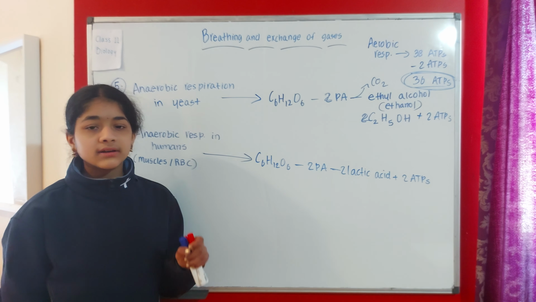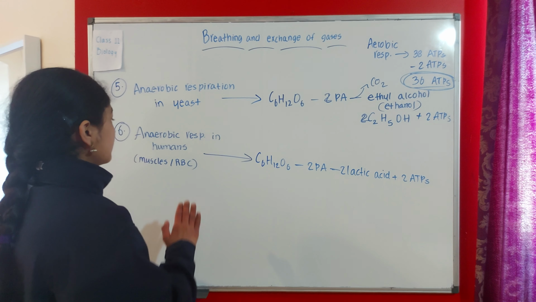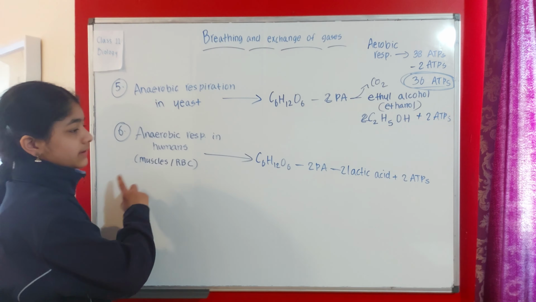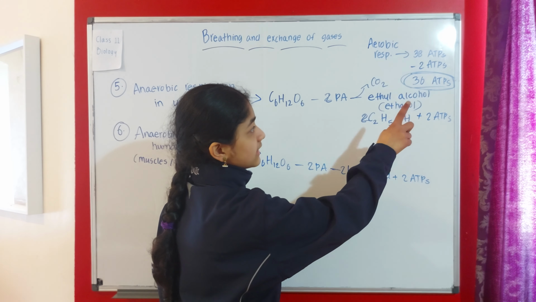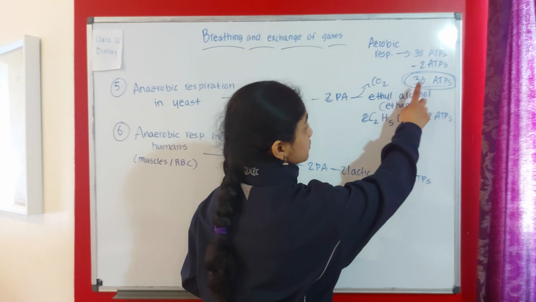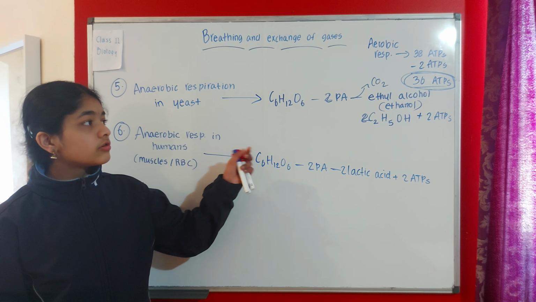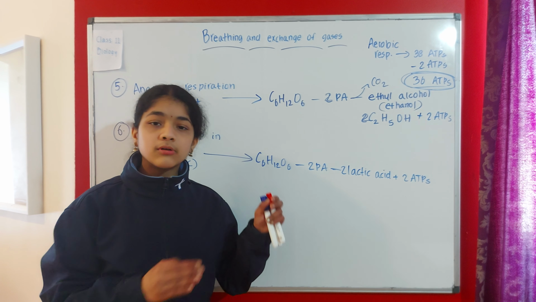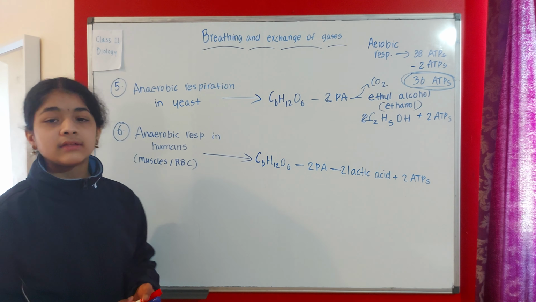First we have told that 38 ATPs, that is in aerobic respiration. After anaerobic respiration, 2 ATPs are released. So we have to write 38 minus 2. That gives rise to 36 ATPs. So we have 36 ATPs remaining. Those are the ATPs that are produced in both aerobic and anaerobic reactions. So this is about the types of reaction.